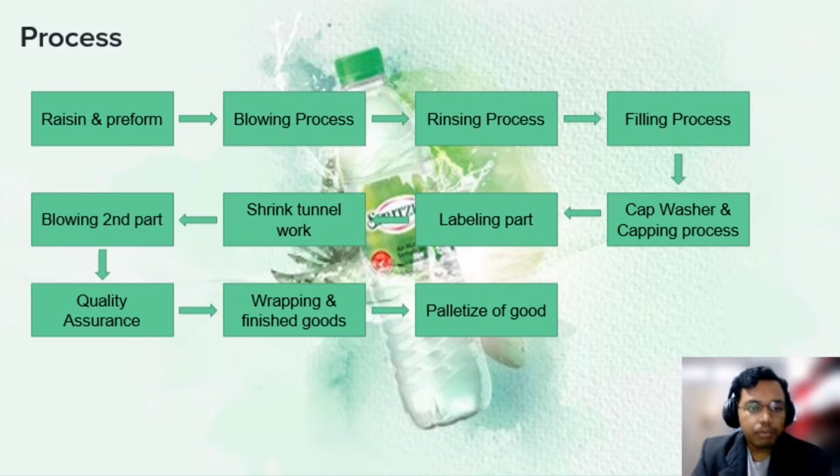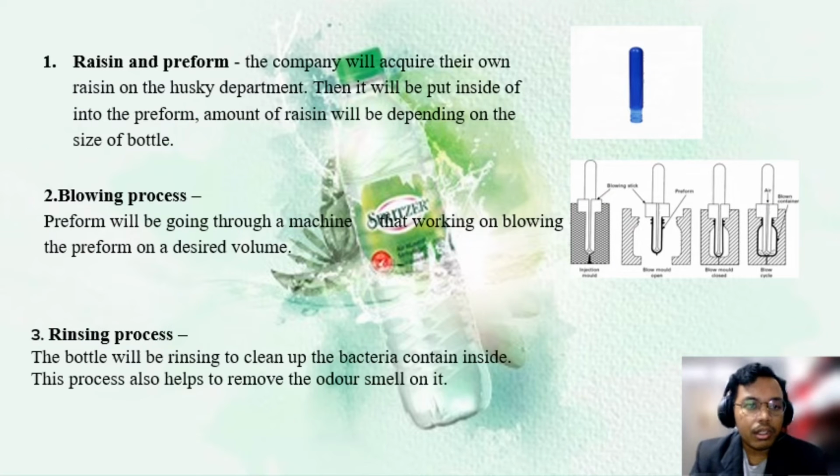These are the processes of manufacturing a bottle. First, resin and preform. The company will acquire their own resin in the Husky departments. Then it will be put into the preform. The amount of resin will depend on the size of the bottle.